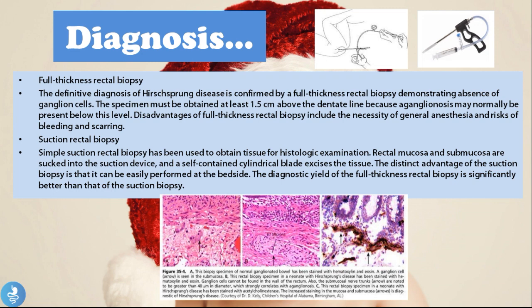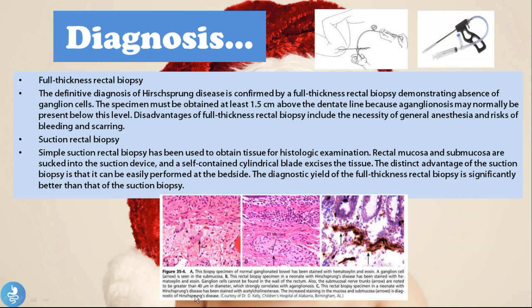The simple suction rectal biopsy has been used to obtain tissue for histological examination. Rectal mucosa and submucosa are sucked into the suction device, and a self-contained cylindric blade excises the tissue. The distinct advantage of the suction biopsy is that it can easily be performed at bedside. Diagnostic yield for the full thickness rectal biopsy is significantly better than that of suction biopsy.